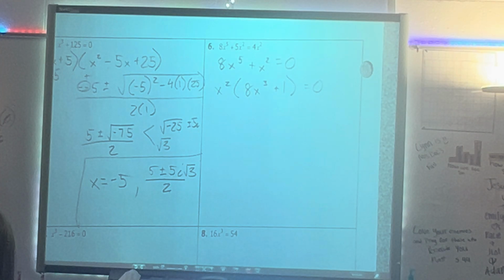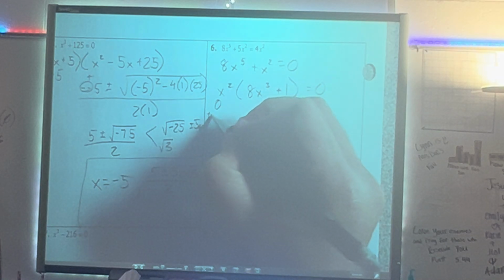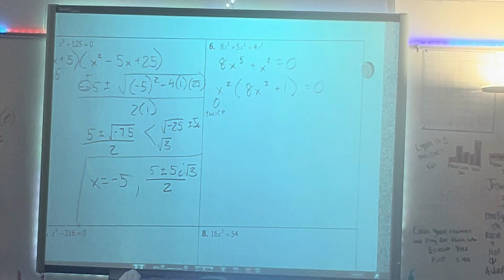All right, what do you see there? This one's nice. I have 0 twice. That's taken care of. I don't have to worry about that part anymore. What about 8x cubed plus 1? What can I do with 8x cubed plus 1?